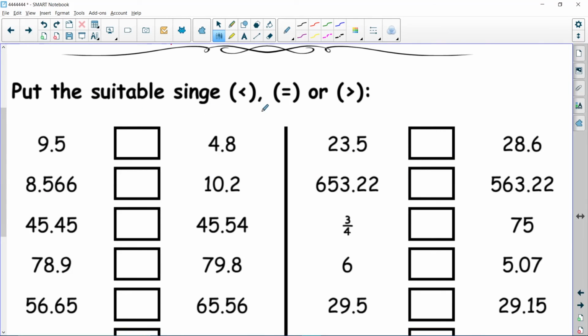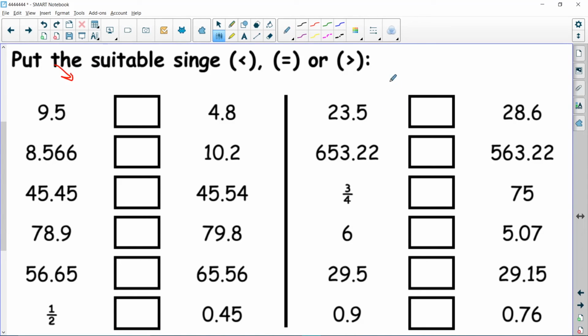Put the suitable sign less than, equal, or greater than. I will solve this column and you will solve this column. Okay, let's start. At first, I will cut from the decimal point. Look on the whole number, 9 or 4. 9 is greater than. Again, I will cut from the decimal point. Look on the whole number, 10 or 8. 10 is greater. Cut from the decimal point.